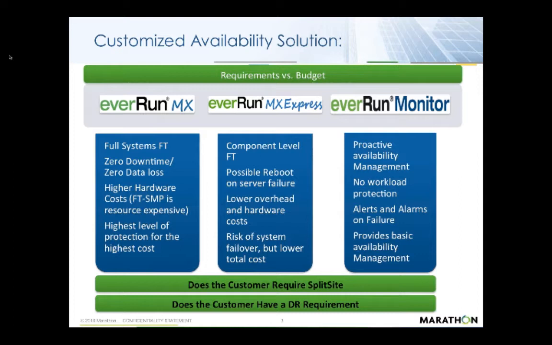And then lastly, does the customer have a DR requirement? If the customer has a DR requirement where they want to get their critical information from the main location, and they want to asynchronously replicate that data, say to a DR site on the other side of the country, or 2 states over, or whatever the case might be, the Marathon Everrun MX Extend product will act as an overlay here and allow you to implement either an MX or an MX Express implementation with DR added to that solution.